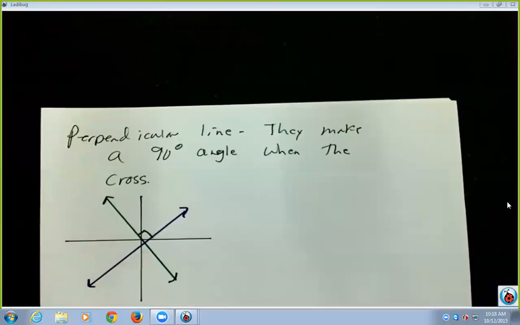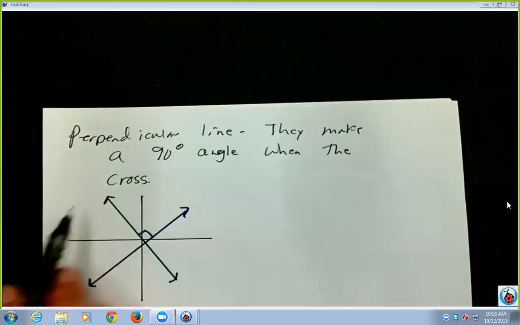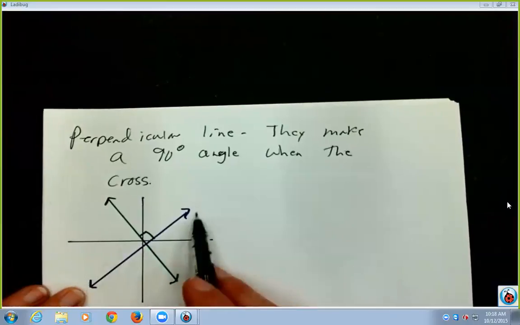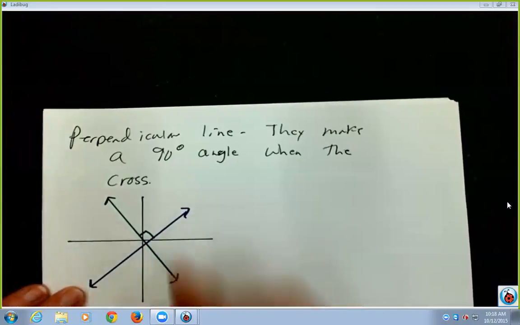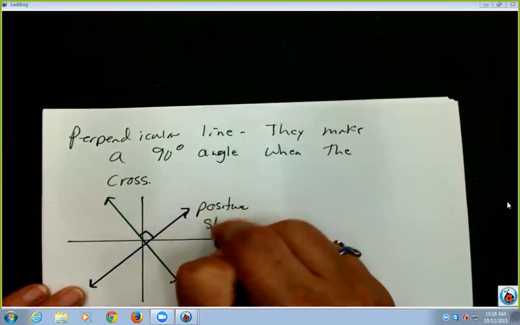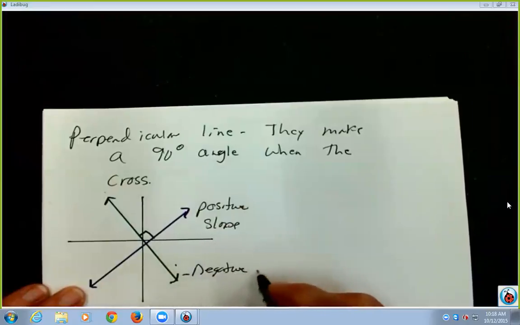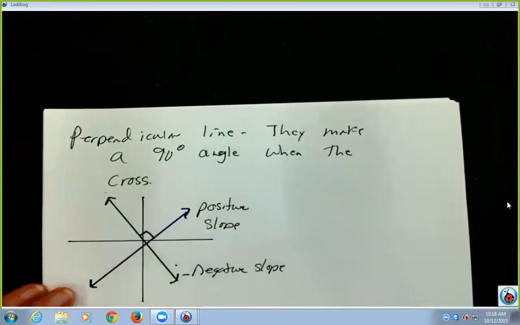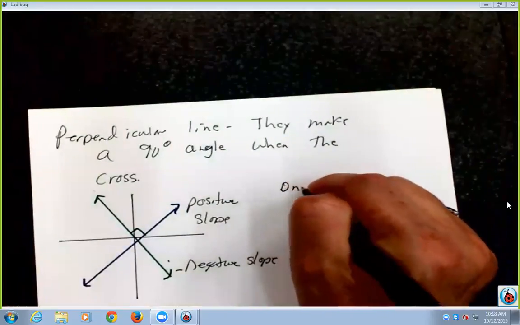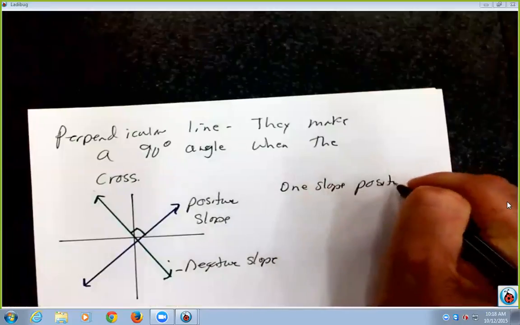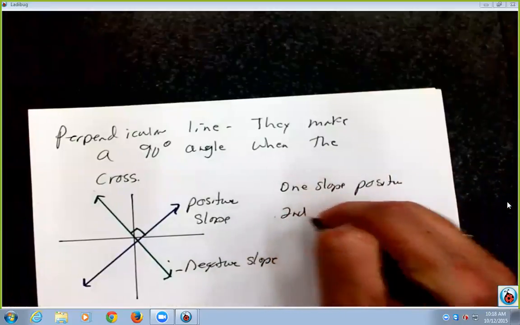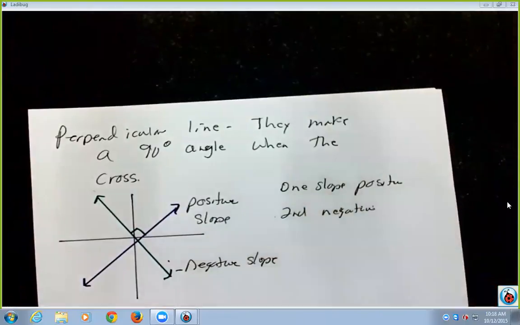So what do we know about slopes with these? If I'm walking down my little pathway here and I run across one that's going uphill, what kind of slope is that? Positive slope. And I'm still walking along here and I see one going this way, going downhill. So this one's a negative slope. So now I know one slope is positive and the other one is negative.